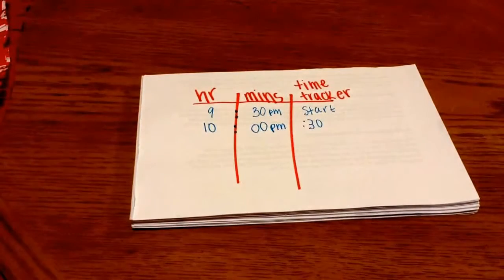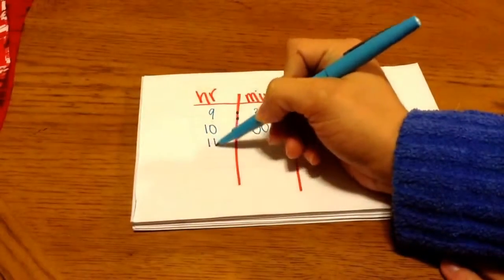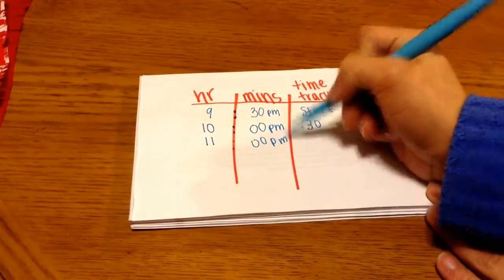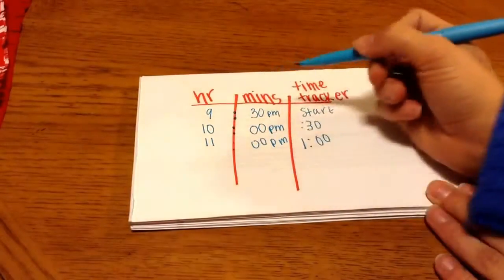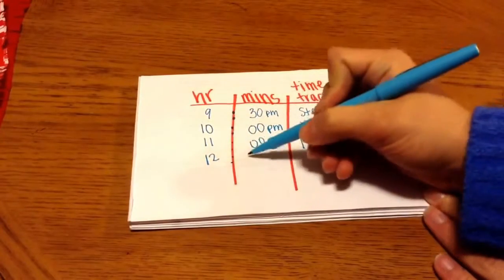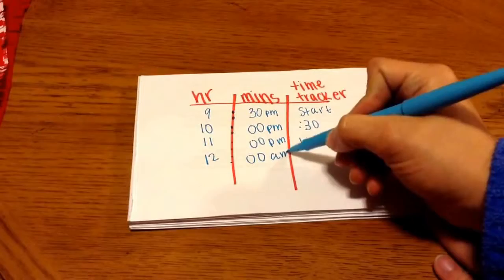Okay, so again, now we are going to jump an hour since we are at an o'clock time. So that would be 11 p.m., and that was an hour. Another hour jump, and now we are at 12 o'clock a.m.